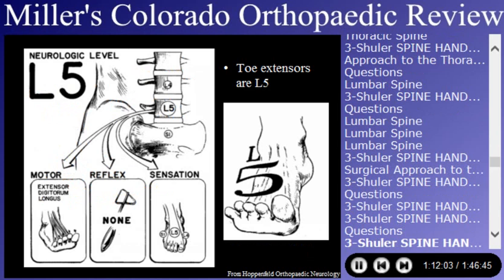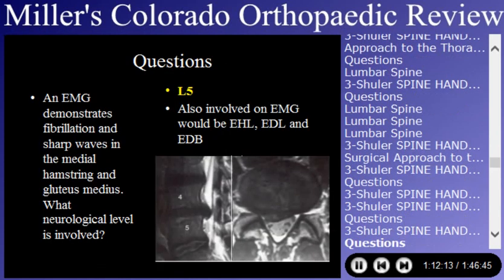L5 is shown. Easy way to remember L5 is just look at your 5 toes to bring them up. EMG demonstrates fibrillation, sharp wave, so you know you got a denervation pattern. Medial hamstring and gluteus medius. What neurological level is involved? Okay, medial hamstring and gluteus medius. L5.